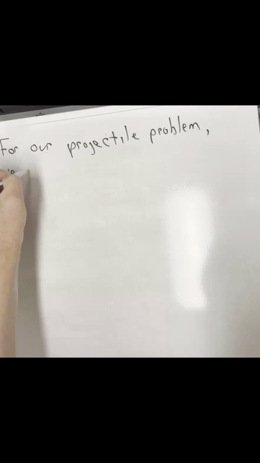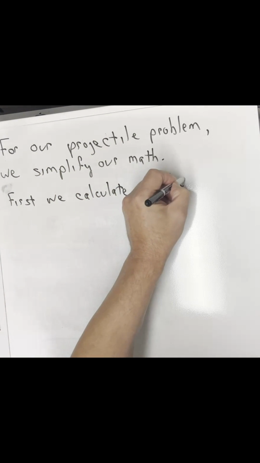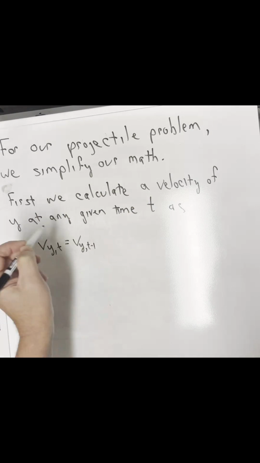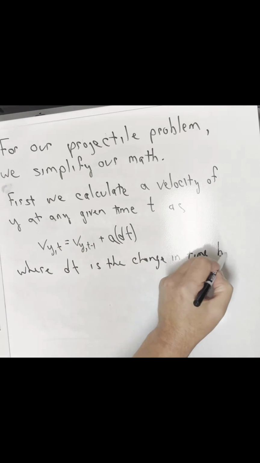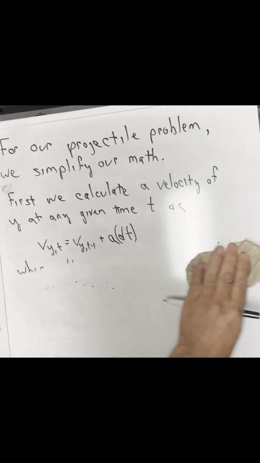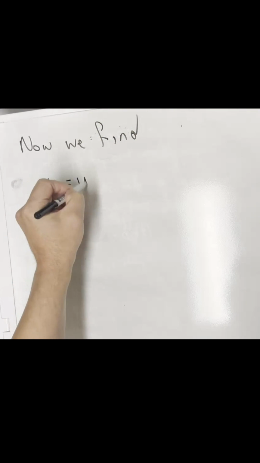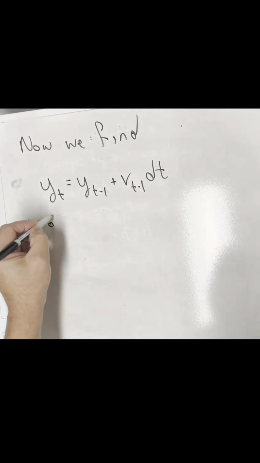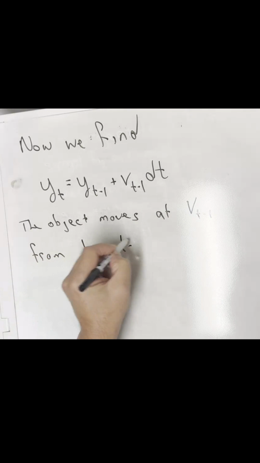For our projectile problem, we simplify our math. First, we calculate the velocity of y at any given time t, using that the velocity of y at t equals the velocity of y at t minus 1 plus a times dt, where dt is the change in time between observations. Now we find y sub t equals y sub t minus 1 plus v sub t minus 1 dt. The object moves at v sub t minus 1 from time t minus 1 to time t.